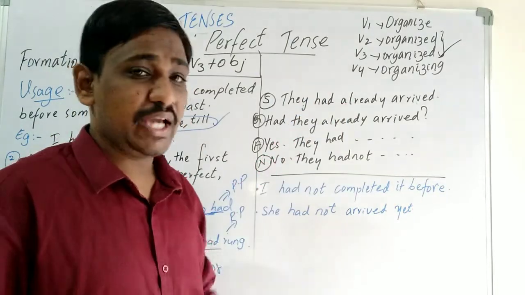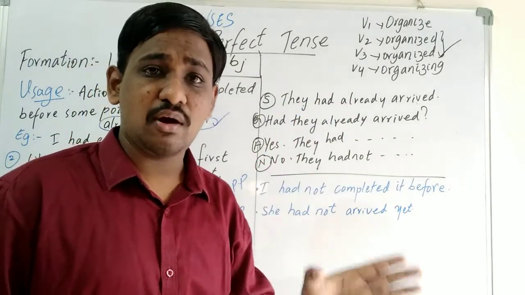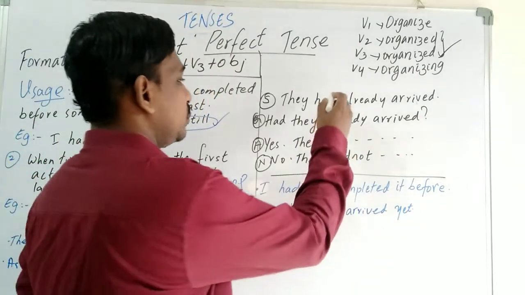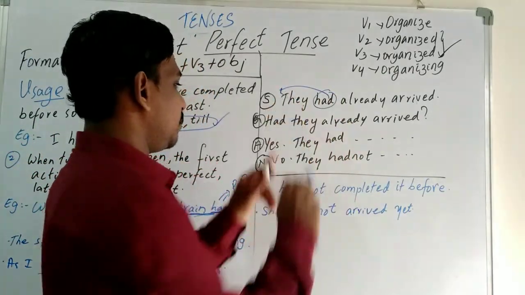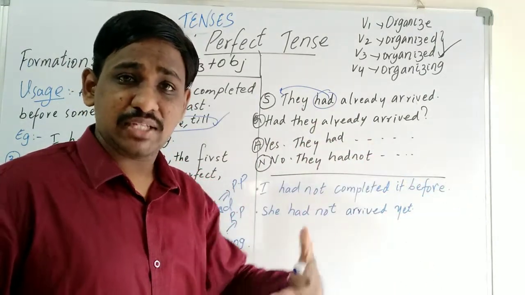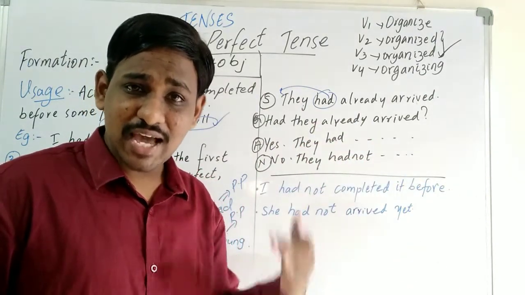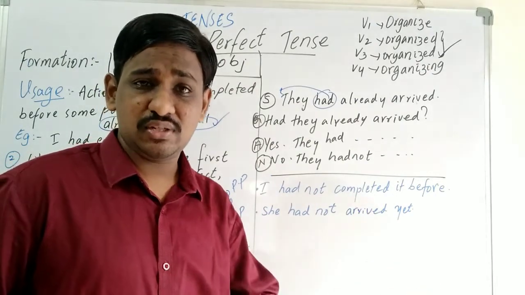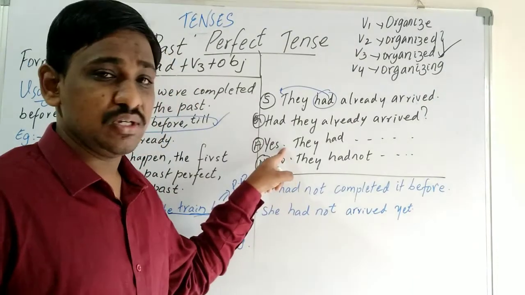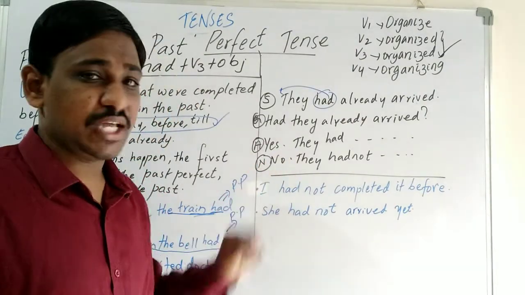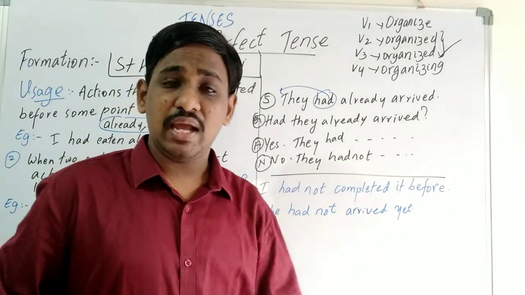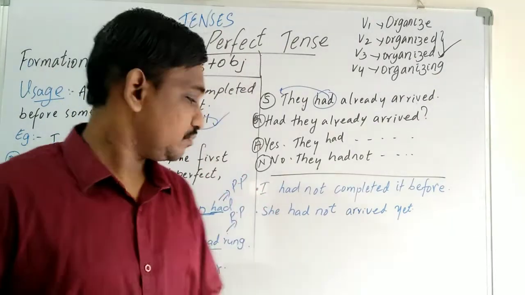They had already arrived. What is the question to this? Replace the auxiliary verb or the helping verb first. Had they already arrived? Yes, they had already arrived. No, they had not already arrived. So yes is affirmative, no is negative. Let us take two more sentences and make questions, affirmatives and negatives.